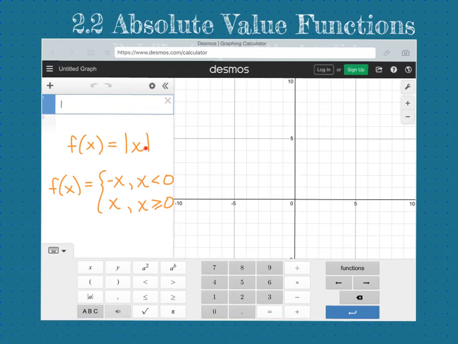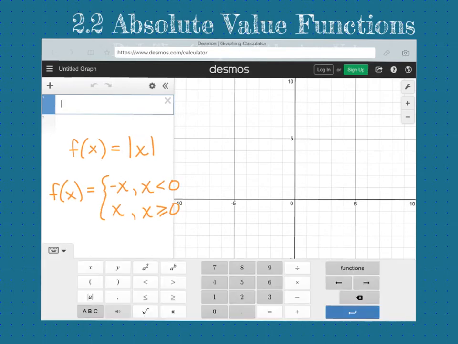So let's just graph the absolute value of x on Desmos, and what we're going to do is hit the absolute value key right here, the absolute value of a. So absolute value, and then we'll put x, and that's pretty simple. So that one wasn't too bad. You don't even have to put y equals or f of x equals. Desmos automatically knows that it is a function for you there. So we graphed the absolute value of x on Desmos.